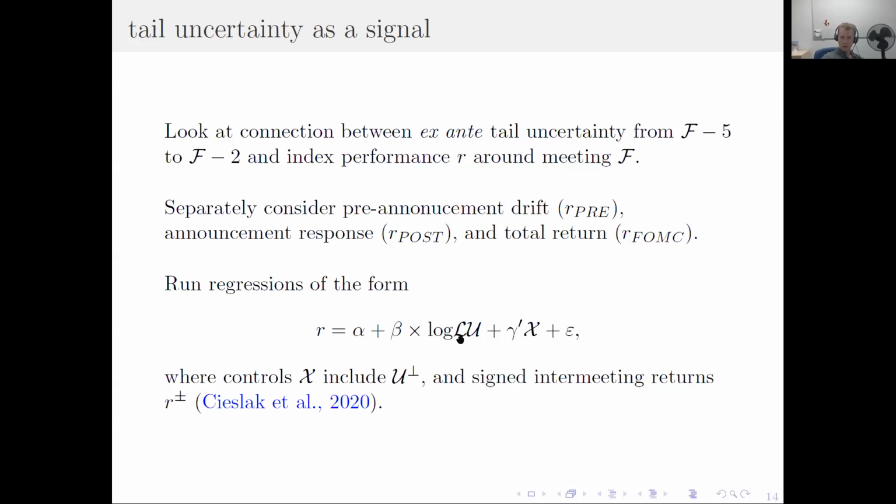We run regressions of the following form. We include the log of left tail uncertainty here to deal with some outliers. But if we take the normal version of left tail uncertainty, the results are even stronger. And we also include a few controls. These controls include the part of economic uncertainty that is not already explained by left tail uncertainty, and signed intermeeting returns, which follows Chieslak et al. In their 2020 paper, they show that the realized return between two announcements has predictive power over future target rate changes, especially this negative. If this return had been negative, this suggests that future target rate cuts are more likely.